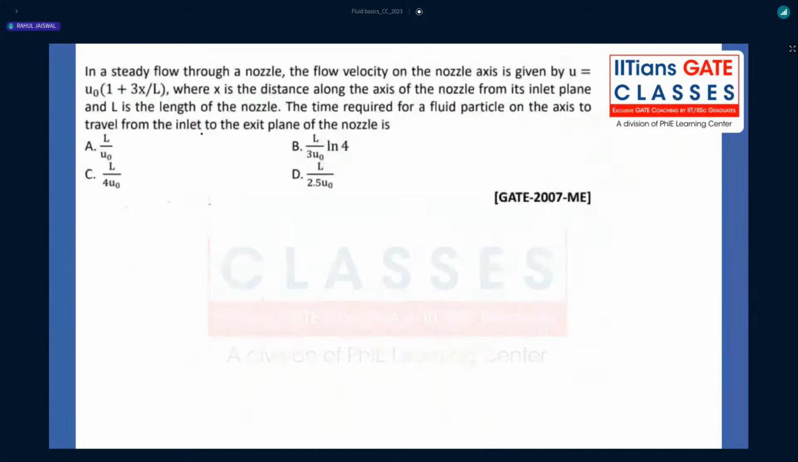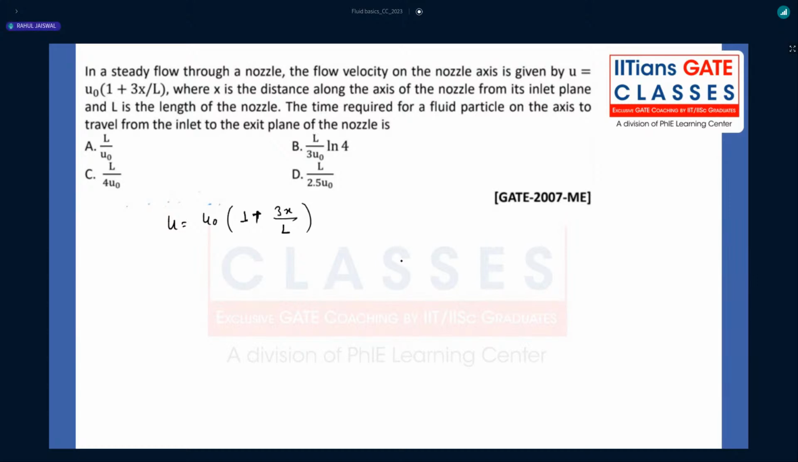Now, moving on to the next question, what you're looking at right now. In a steady flow through the nozzle, the velocity on the nozzle axis is given as u, that is given as what? u = u naught (1 + 3x/L), where x is the distance along the axis of the nozzle from the inlet plane and L is the length of the nozzle. They are asking what is the time required for the fluid particle on the axis to travel from the inlet to the exit plane of the nozzle, right?